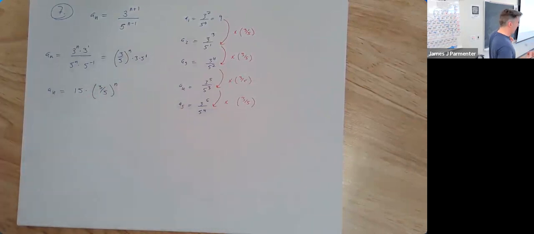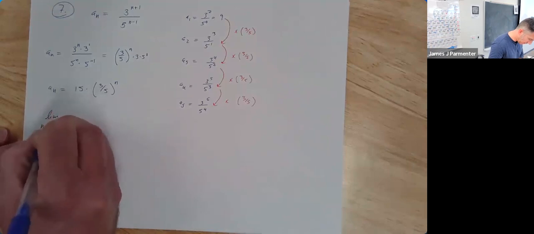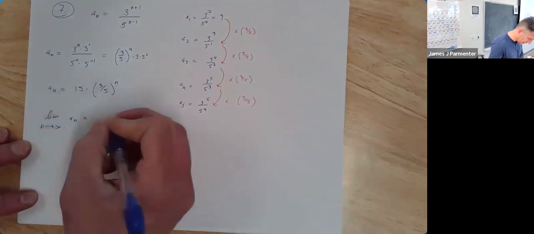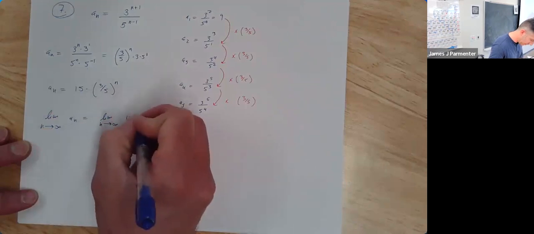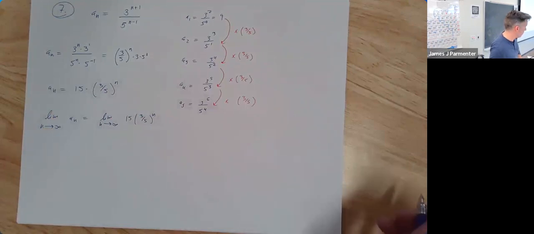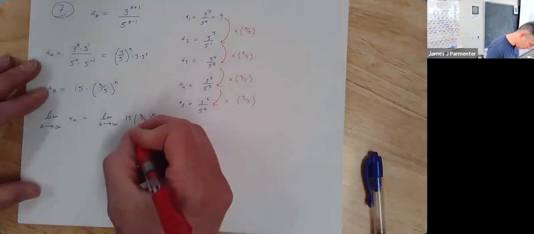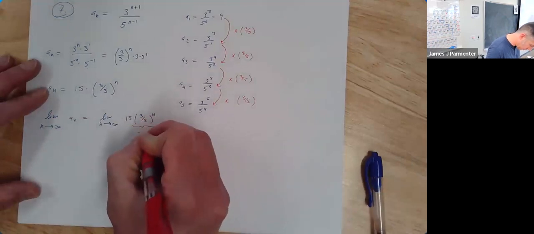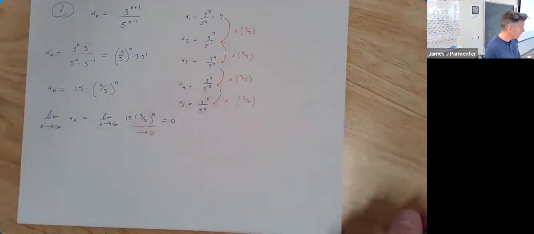But like I was just saying, every time you multiply by a fraction that's between 0 and 1, your result gets smaller and smaller and smaller. So the limit as n goes to infinity of my sequence a sub n is the limit as n goes to infinity of 15 times 3/5 to the n. Any number between 0 and 1 raised to a larger and larger power is going to get smaller and smaller and smaller. This part here goes to 0. So my whole limit is 0.